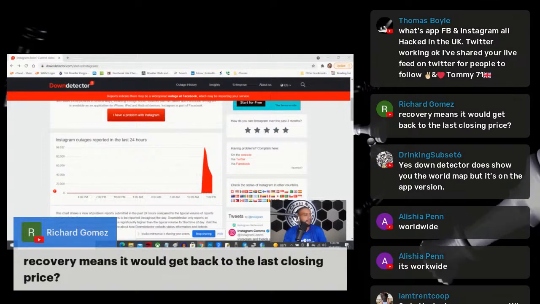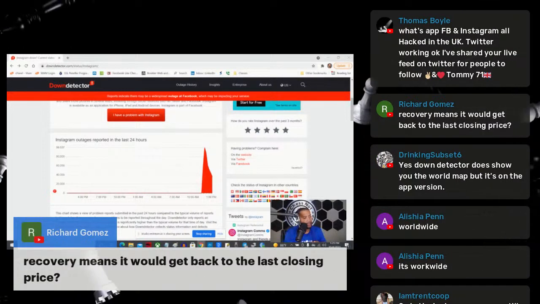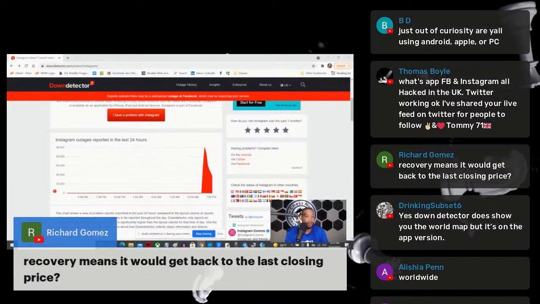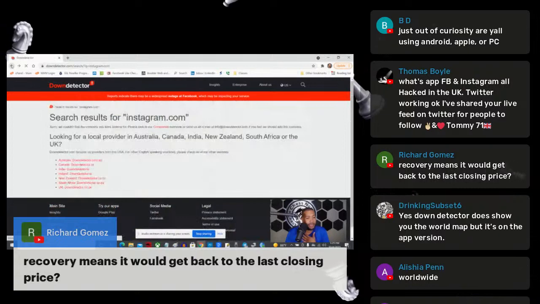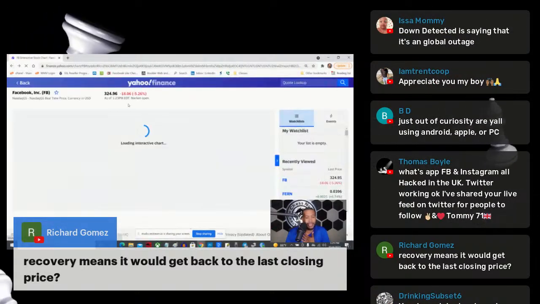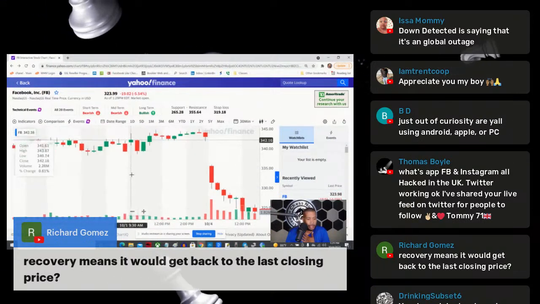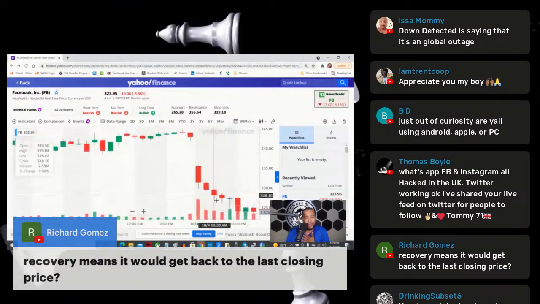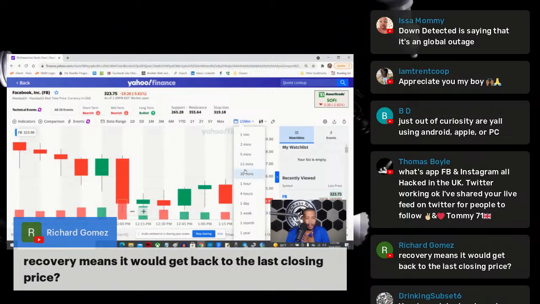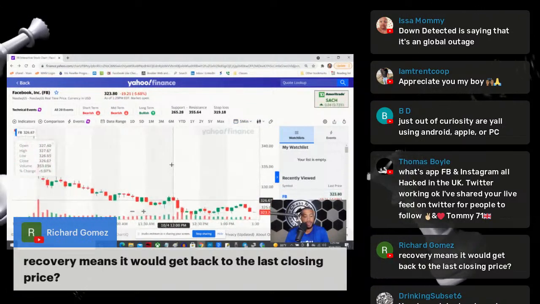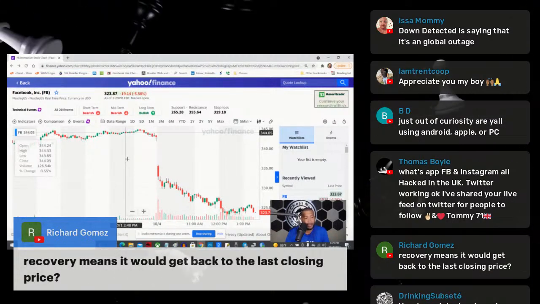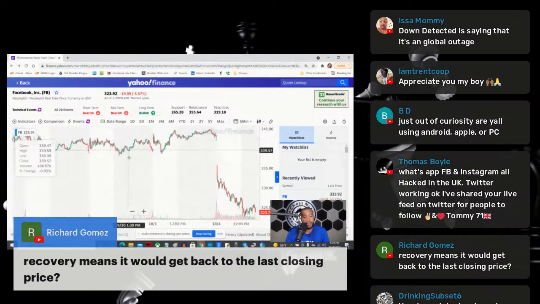Got a question here from Richard. Recovery means it would get back to the last closing price. Recovery means that it's just going to go up from where it's at now, right? So let's take another look at this chart, and I could tell you where it looks like it could be. It may not recover back to that level, but it'll be a bounce back, because it's going straight down now, and most stocks don't do that. It's going to be impulses and corrections, but it's going straight down because of what's happening with the last 2 days. But like I said, whenever these events happen, people always panic and they oversell, right?